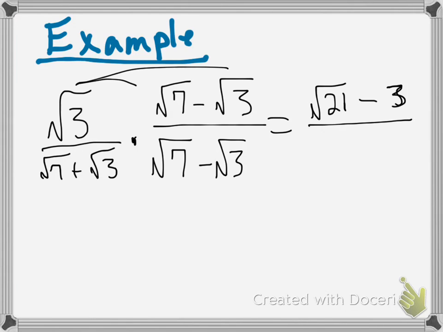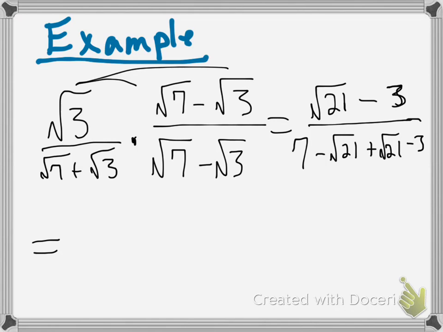Now I have to FOIL my denominators. So my first terms are the square root of 7 and the square root of 7. Multiplying those, I get 7. Outer terms, square root of 7 times the negative square root of 3 gives me negative square root of 21. My inner terms, the square root of 3 times the square root of 7 gives me positive square root of 21. And then the square root of 3 times negative square root of 3 gives me negative 3.